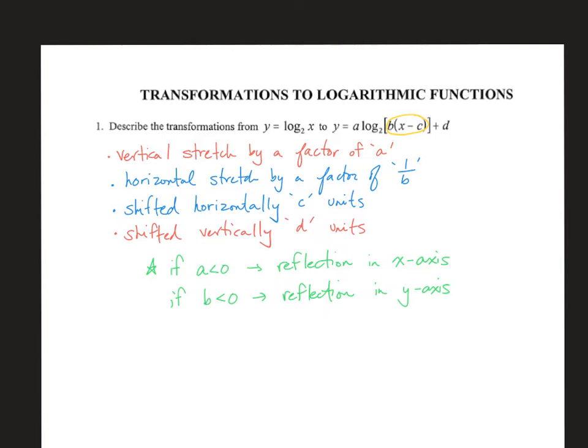And so you'll notice both key components, A and D, that are outside the log affect the graph vertically. Both key components that are inside the log, B and C, affect the graph horizontally. And so nothing is really different when you take a look at a log graph compared to an exponential, quadratic, any of the functions that we've dealt with transformations in the past.